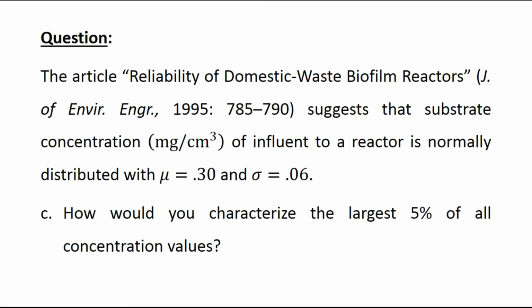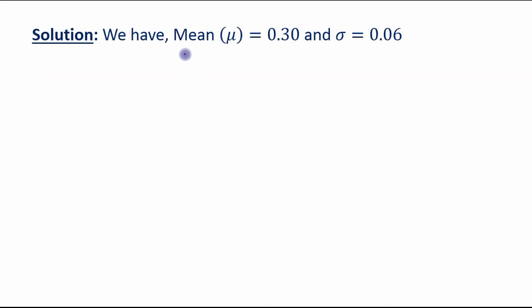Okay, so next question is this one. The relevant information in this question is that it is normally distributed. Mean value is given as 0.30 and standard deviation is 0.06. So we can write this relevant information in this form.